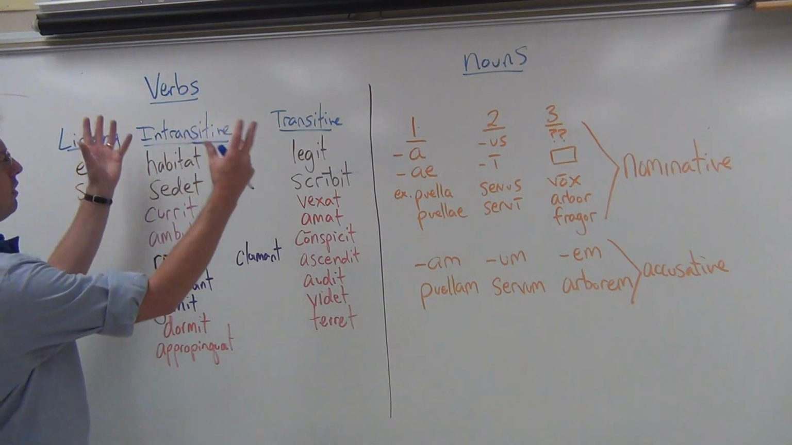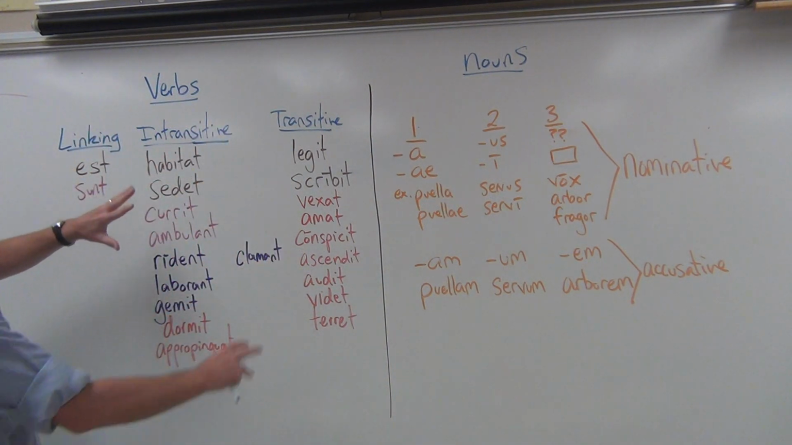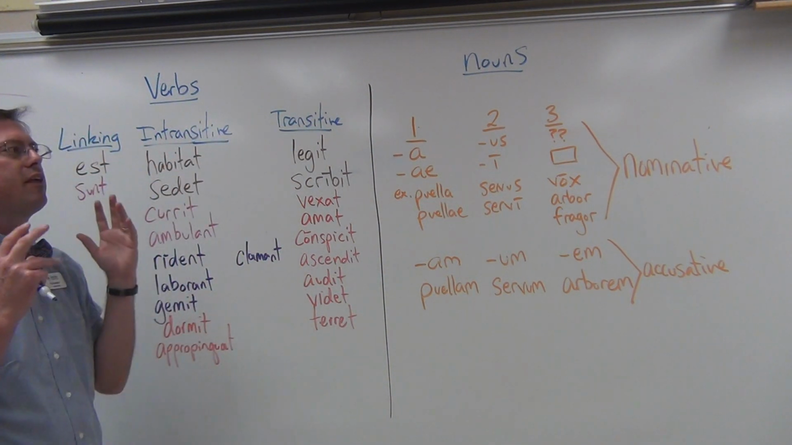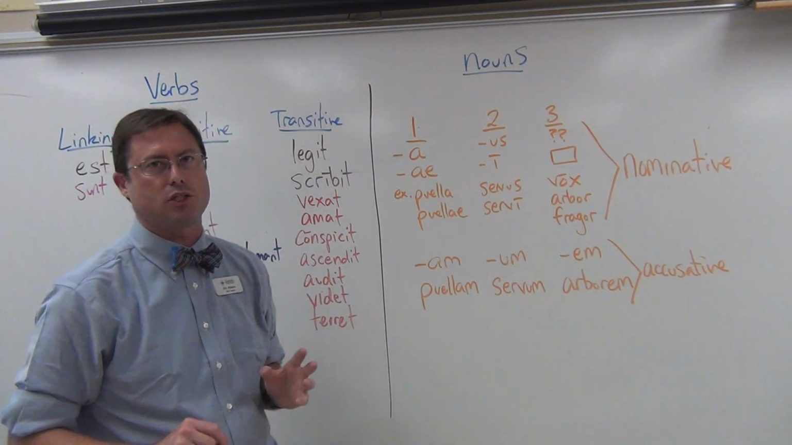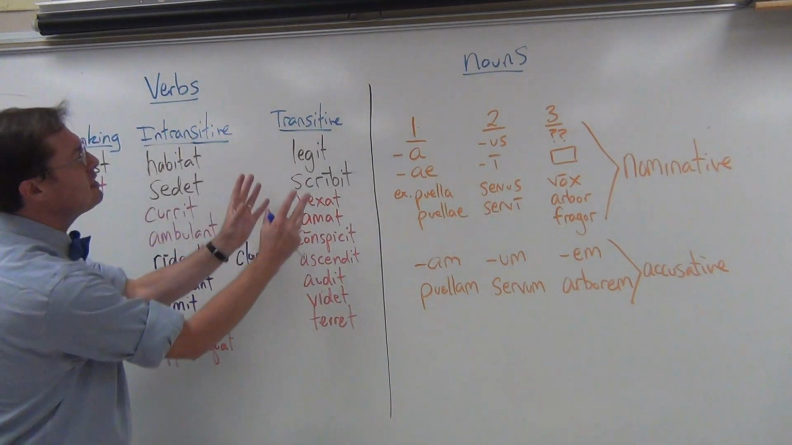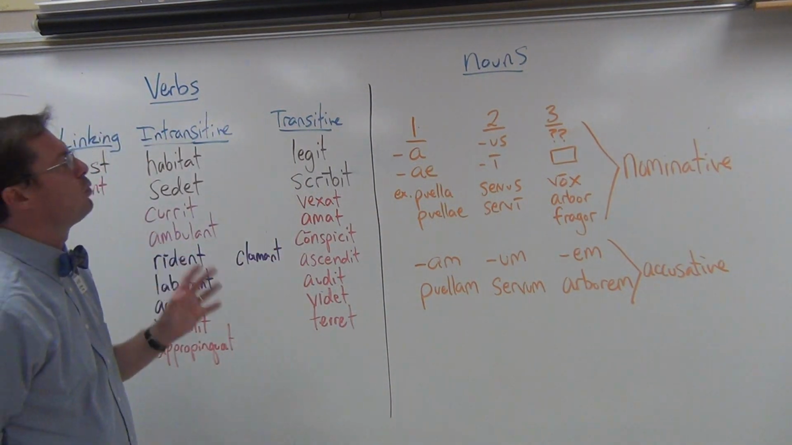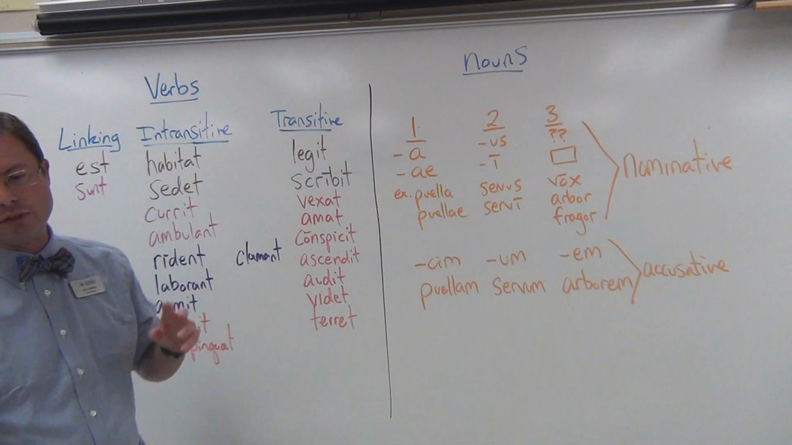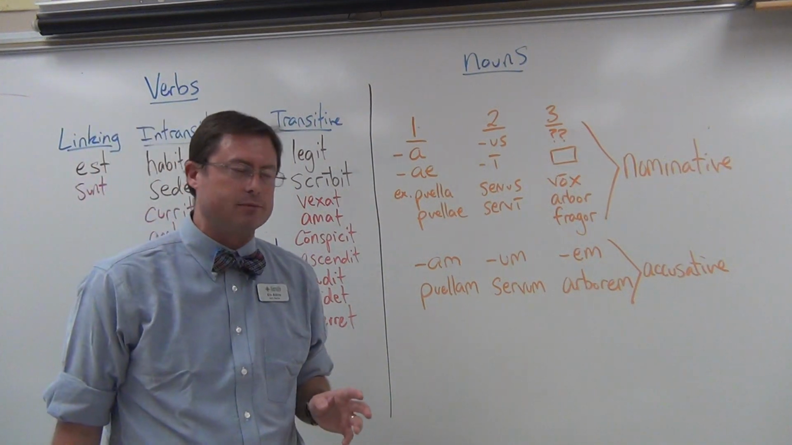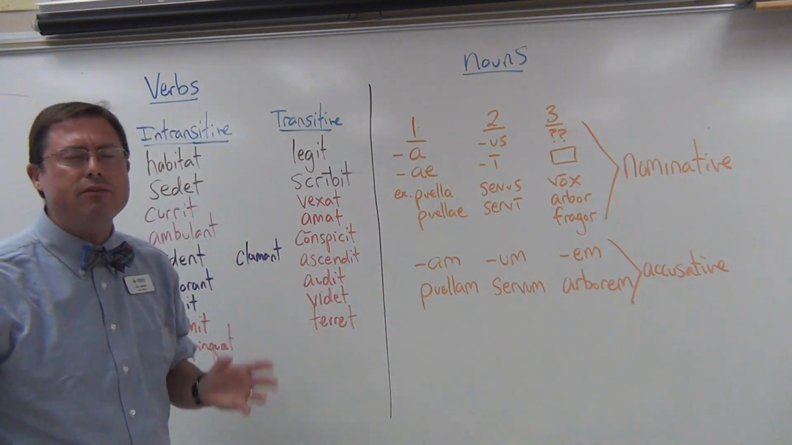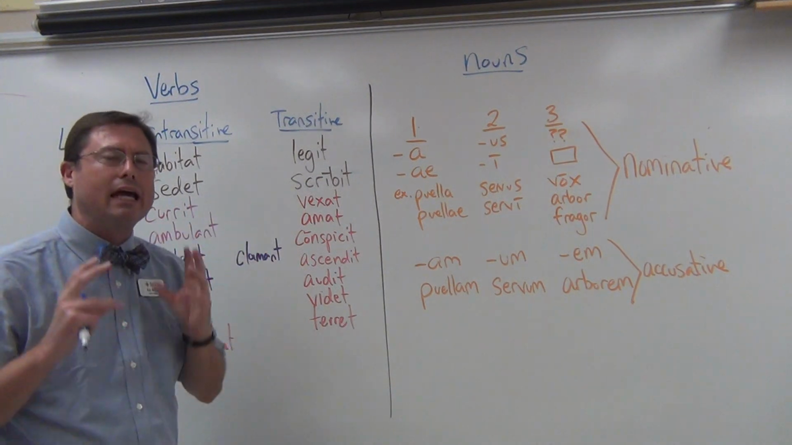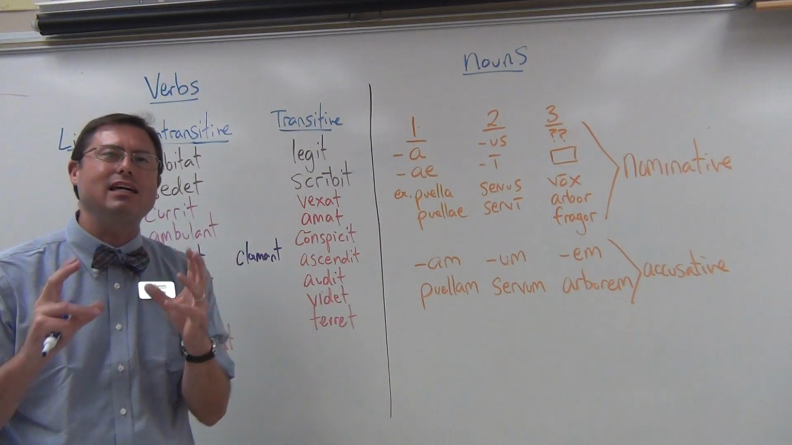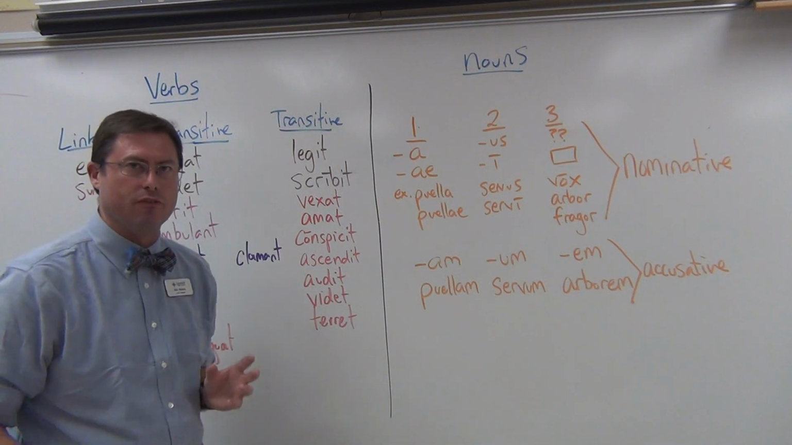Well, both of them, including linking verbs as well, all have subjects. And remember that the subject is the doer of the verb, the doer of the action. But transitive verbs are going to be able to have what is called a direct object. Now, a direct object is the thing that answers whom or what after the verb. It is the thing that receives the action of the verb.